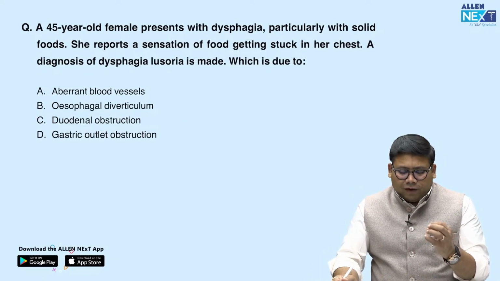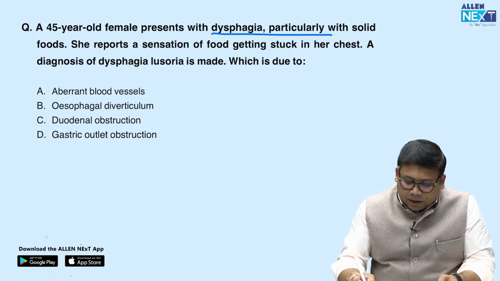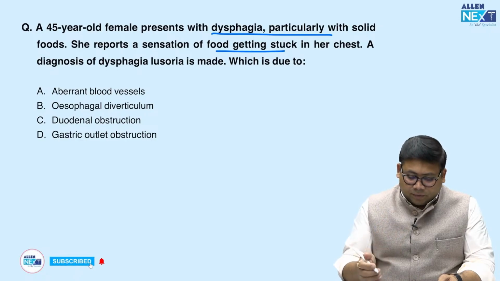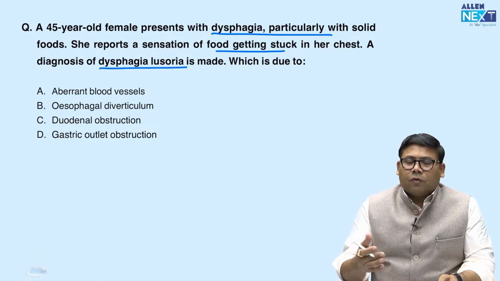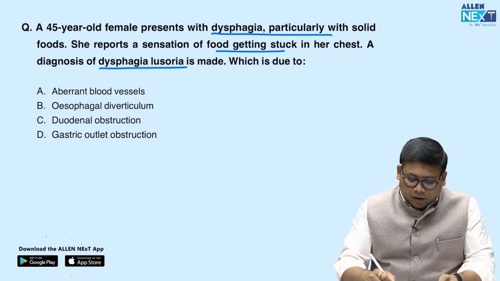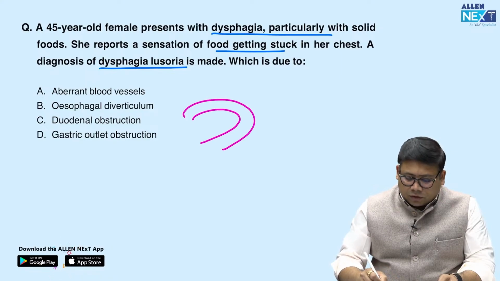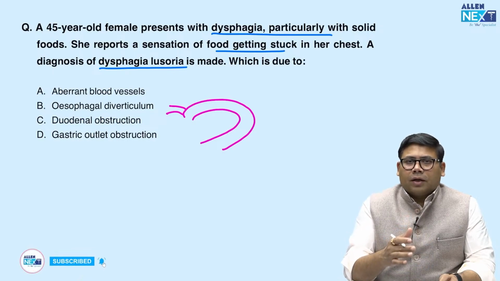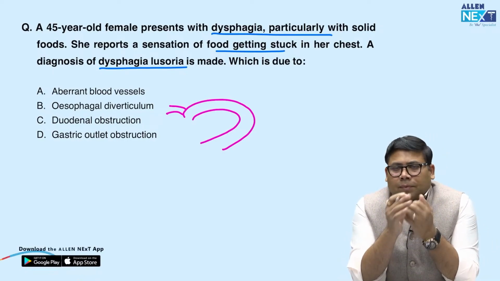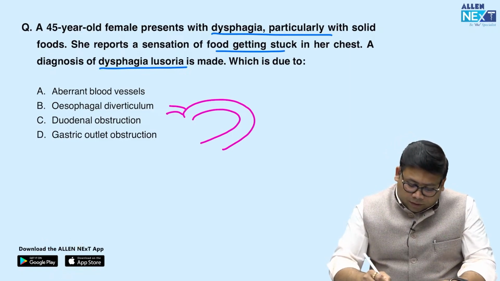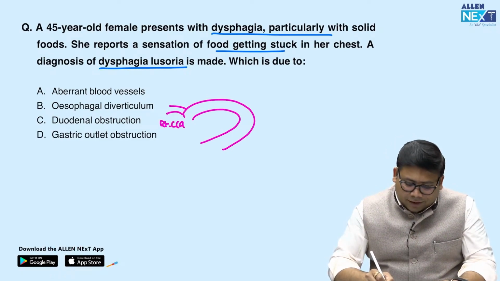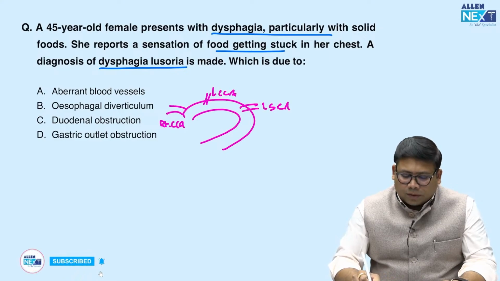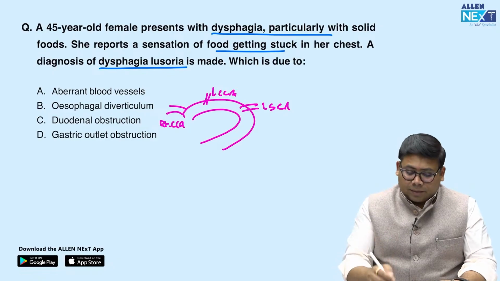The next is, a 45-year-old female presents with dysphagia, particularly to solids. She reports a sensation of food getting stuck in her chest. A diagnosis of dysphagia lusoria was made. What is the classical concept of dysphagia lusoria? Normally this is the right innominate artery from which the right common carotid and right subclavian artery arise. This is the left common carotid artery, and this is the left subclavian artery. Now, you must be wondering, where is the right subclavian artery?